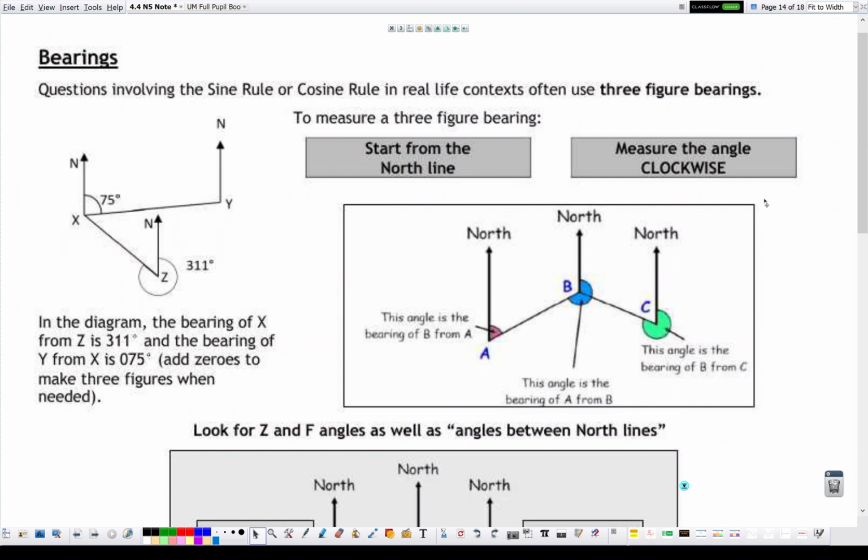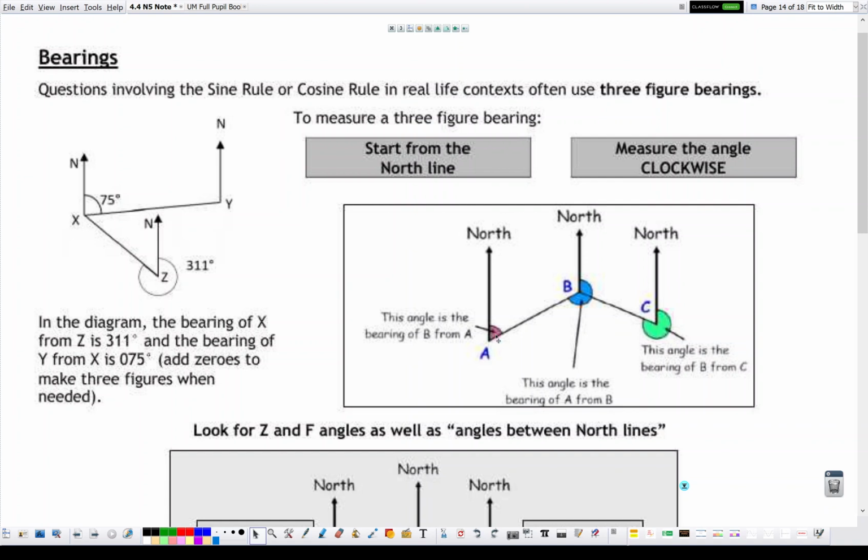What I would like you to copy down, take a minute to do, is what's in this box on the right hand side. Okay, so we've got a diagram here that has point A, point B, point C. We have 3 north lines drawn. Now they are vertical lines that are going straight kind of away from you, if you like, and it kind of tells you a bit of the vocabulary, if you like.